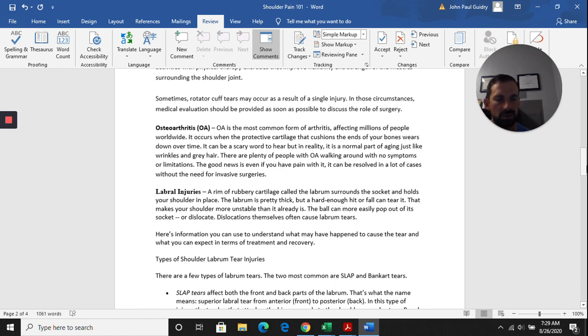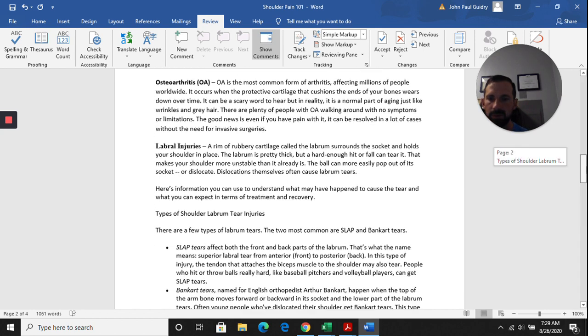It's thick, it's robust, but a hard enough hit or fall or repetitive kind of stress on it can definitely lead to injury, instability, dislocations. Even traumatic dislocations can cause injuries to it, but it can just kind of lead to an unstable shoulder. So we have a few types of labral injuries that can be of various degrees.